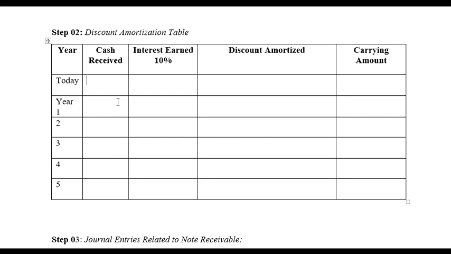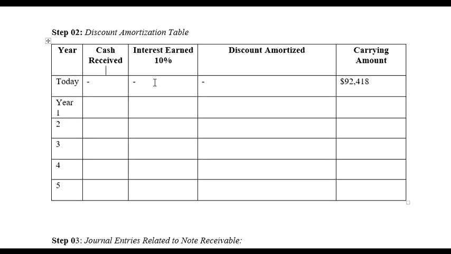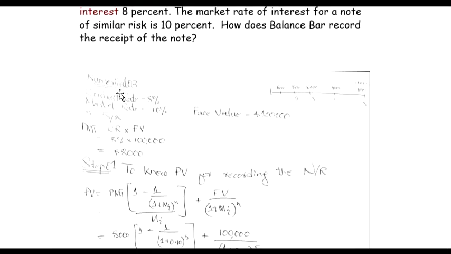So let's talk about today. Today is the day when we actually pay the money. And how much money are we paying? We are paying $92,418. This is the amount that we are paying, or you can say that we are investing. In the market we have an opportunity to earn 10%, but the cash that we receive on the contract is actually 8%. You can see it's given in the numerical here also.